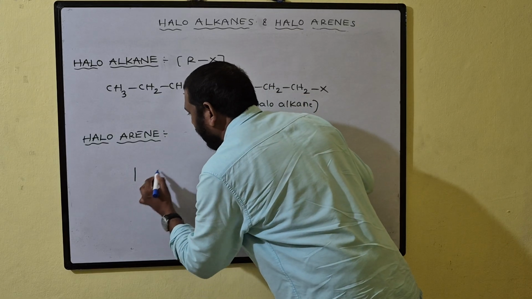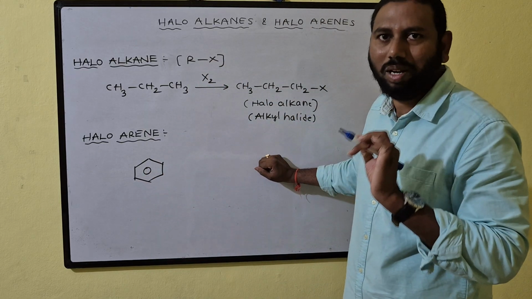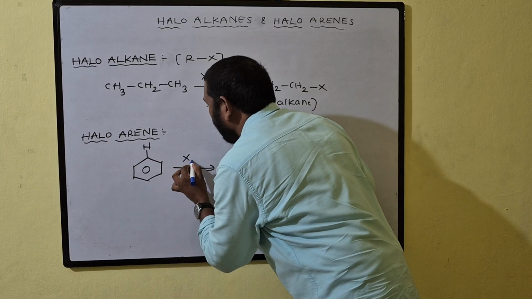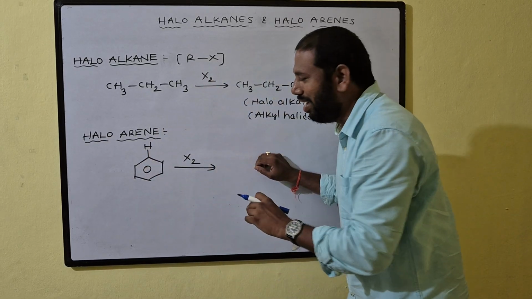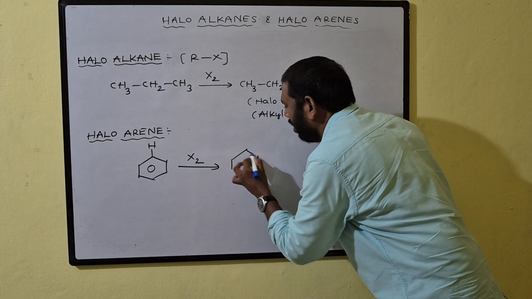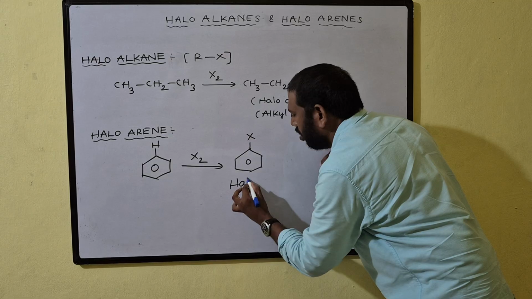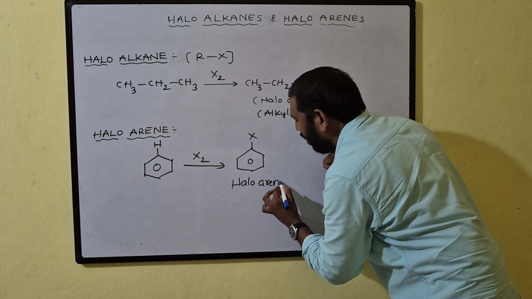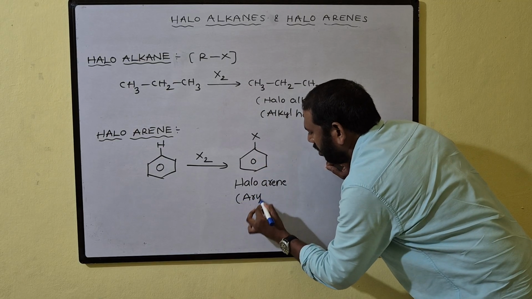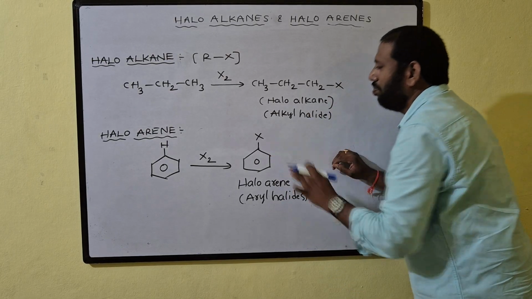For example, I have taken an arene. Benzene is one of the examples of arene. Just remove one hydrogen atom and add one halogen atom. So we can get a haloarene. Haloarene is also called aryl halides, because it is an aryl group, it is a halide group, right?